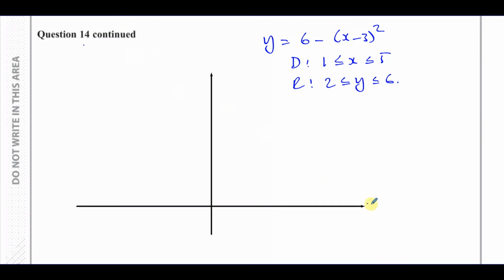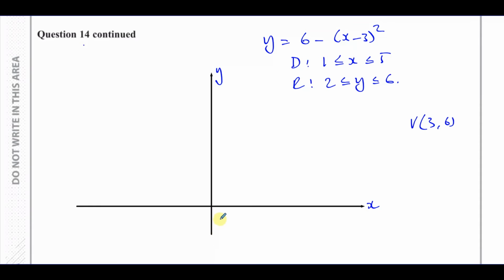There we have x, here we have y. So we can see that the vertex, as we mentioned before, is going to be x equals 3 and y equals 6, whatever value of x makes this 0. So (3, 6) is the vertex.